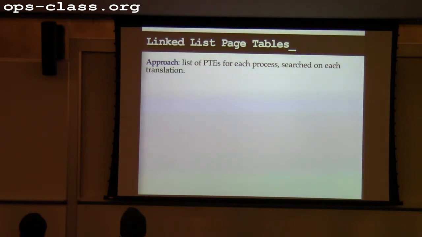This is actually something that you guys could think about implementing for assignment 3. In this approach, I have just a list, like a linked list of PTEs. I have some sort of list structure that grows with the number of PTEs. When I need to look up a virtual page, I just search this list until I find a page table entry that matches the virtual page number I'm looking for. What happens if I don't find a PTE that matches the virtual page number I'm looking for?